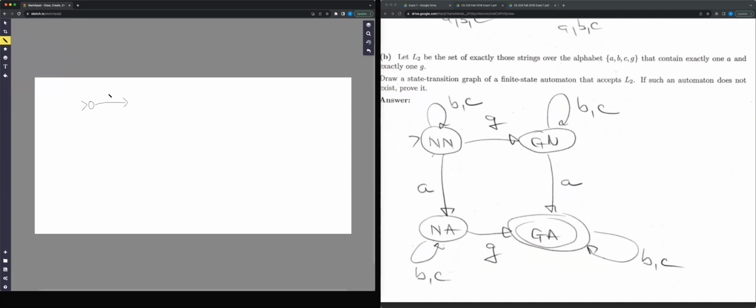So if I did write a G, then I'd be in a state where I have a G but no A. And then if I did write an A, I would be in a state where I did write an A, no G. And then from here, in order to get to my final state, I now need to write a G. In order from here to get to my final state, I need to write an A. And at no given point do I care about the number of B's or C's. So there's a B or C in all of these. Hence, her answer.